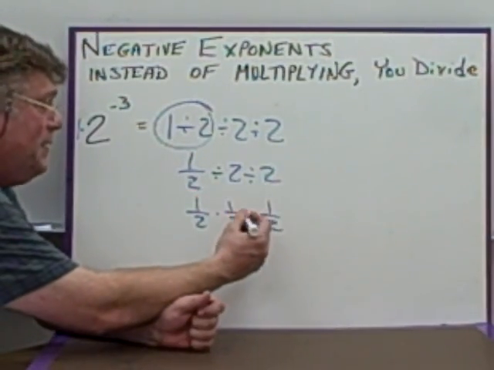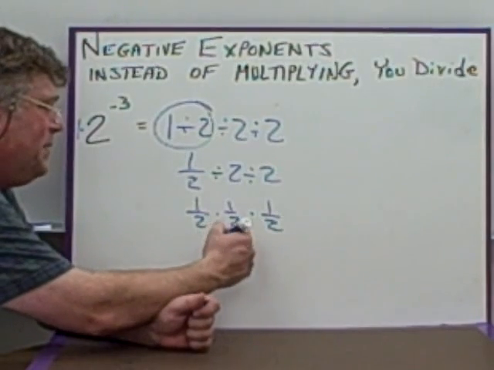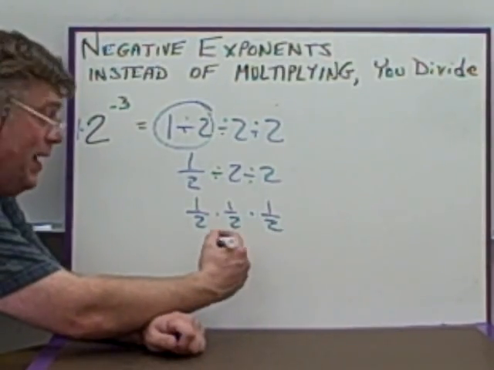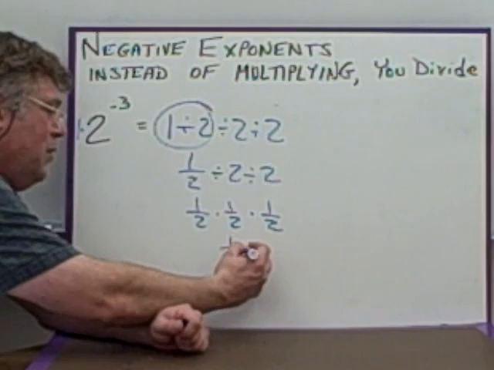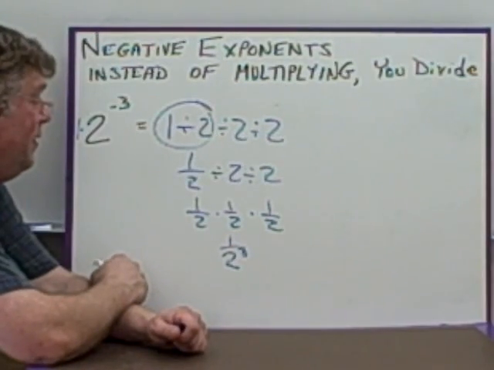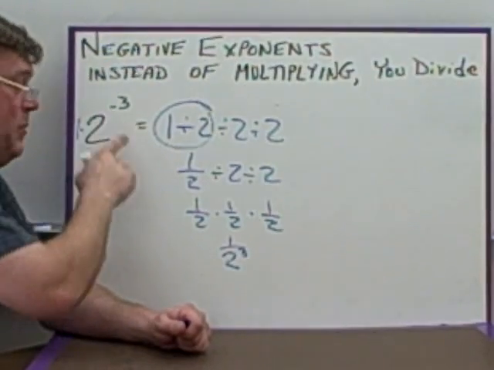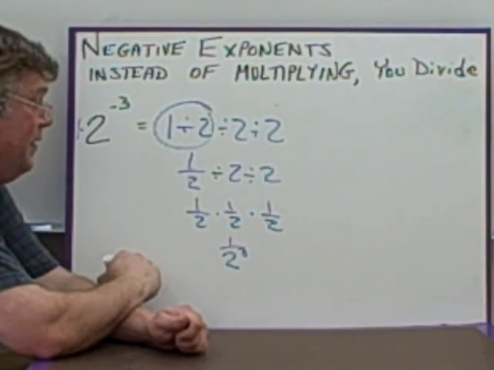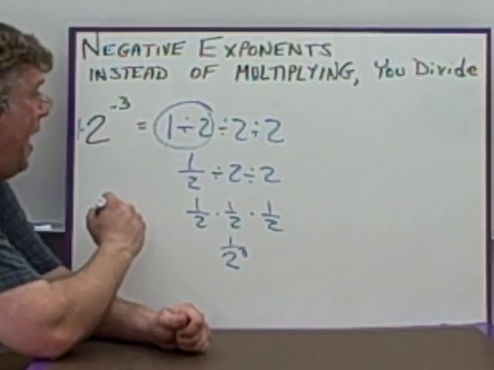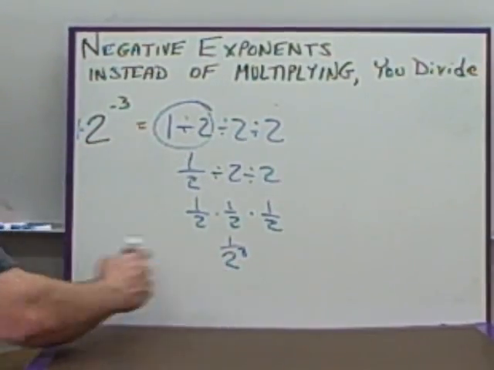Because top times top times top gives you the top number 1. Bottom times bottom times bottom. That's 3 2's being multiplied. That's 2 to the 3rd power. That's this with a positive exponent on the bottom. So I could go straight from this to this.